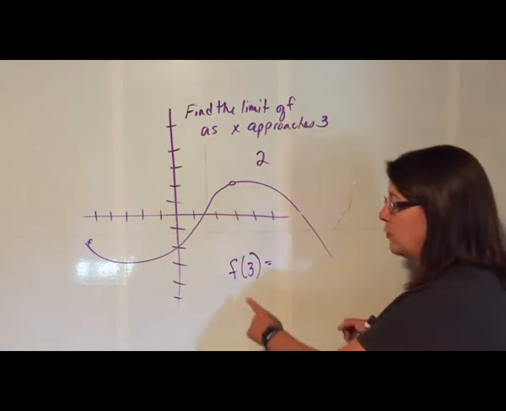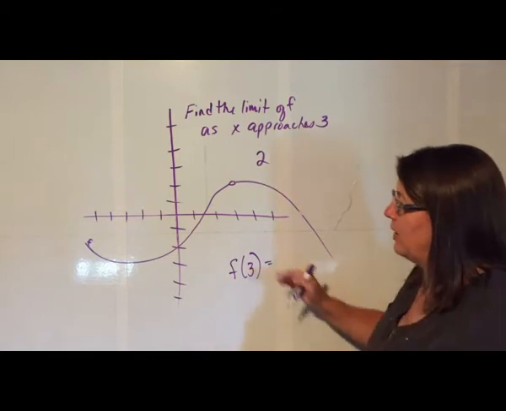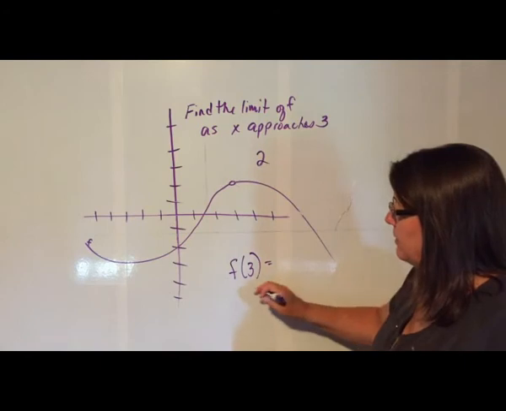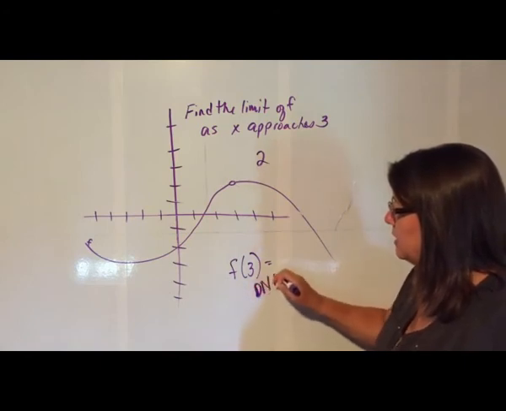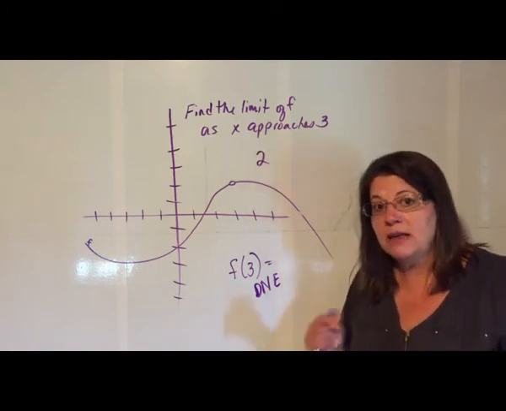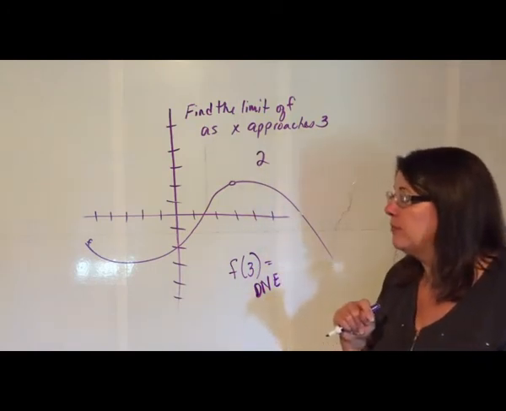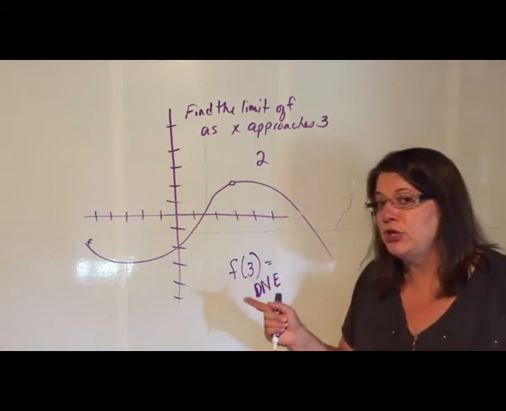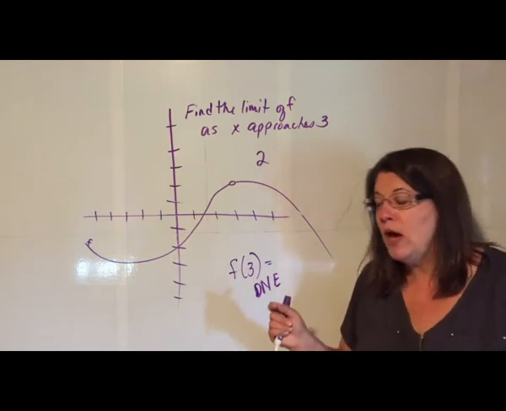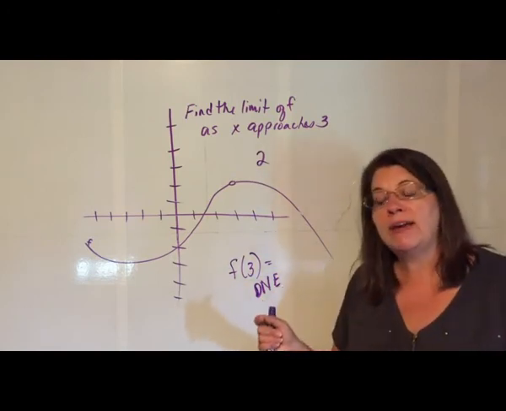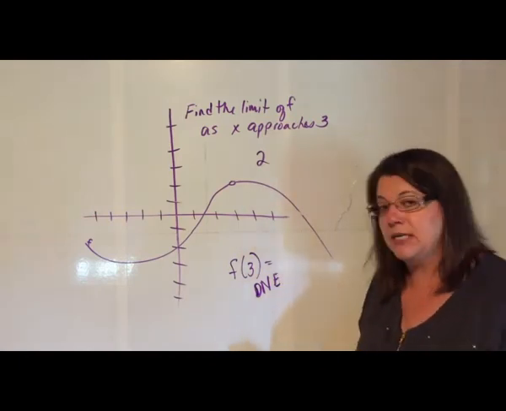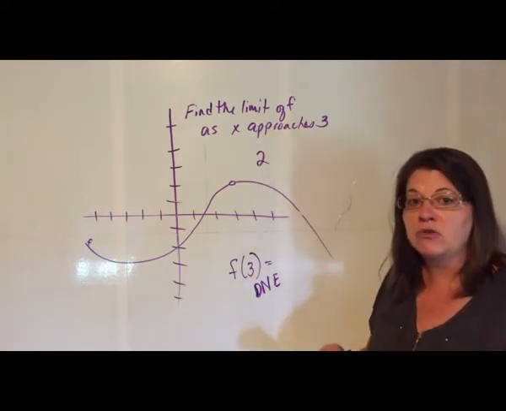If we were asked what f of 3 is, we would have to find the solid dot at 3. In this case, there isn't one. So we would have to say here, that does not exist because there's a hole in the graph. Does that happen sometimes? Yes, and we'll study that a little bit more in this chapter, but hopefully you remember from Algebra 2 and pre-calculus, when you were dealing with holes in graphs, you have holes in the graph when you have a common factor on the top and bottom that cancels out. So that's basically what's happened here. You had a factor that canceled out.